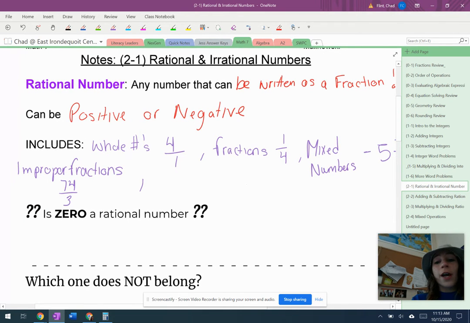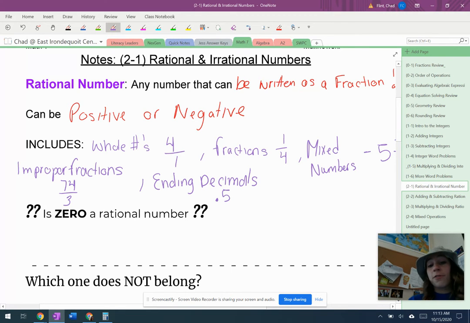Whole numbers, fractions, mixed numbers. And every fraction, like 1/4, can also be written as a decimal. So ending decimals. And those, I mean decimals that come to an end, like 0.5, that comes to an end, 0.74, those come to an end.